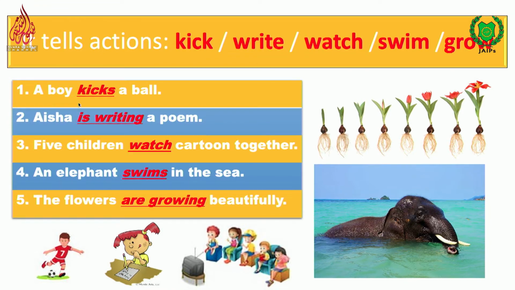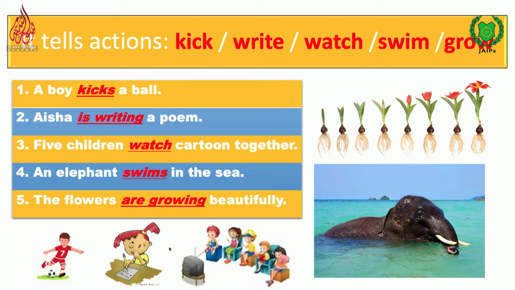So the other sentences have only one verb. A boy kicks a ball. One verb. Aisha is writing a poem. There are 2 words in the middle, is and writing. 5 children watch cartoon together. Only one word. An elephant swims in the sea. Only one word. But number 5, the flowers are growing beautifully. So are growing, 2 words. So what is the difference here?